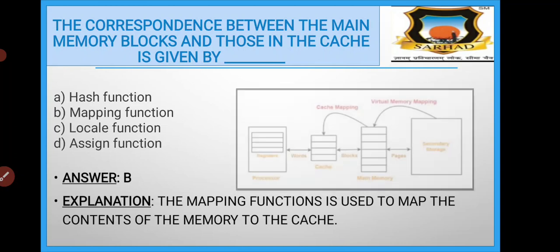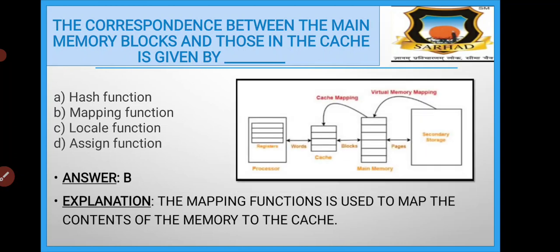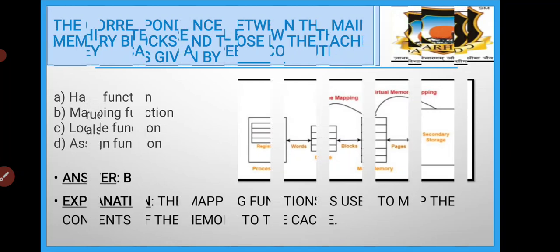So the correspondence between the main memory blocks and those in the cache is given by the mapping function. So this one is the cache mapping, virtual memory mapping is there, and from this you can understand that the correspondence between the main memory blocks and those in the cache is given by the mapping function. So option B is correct.